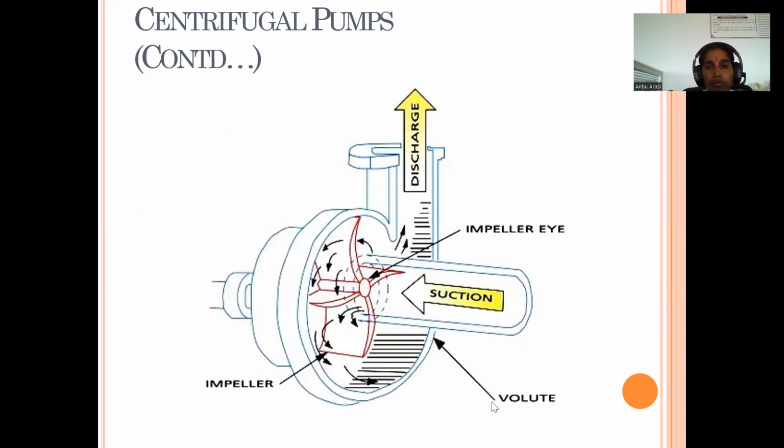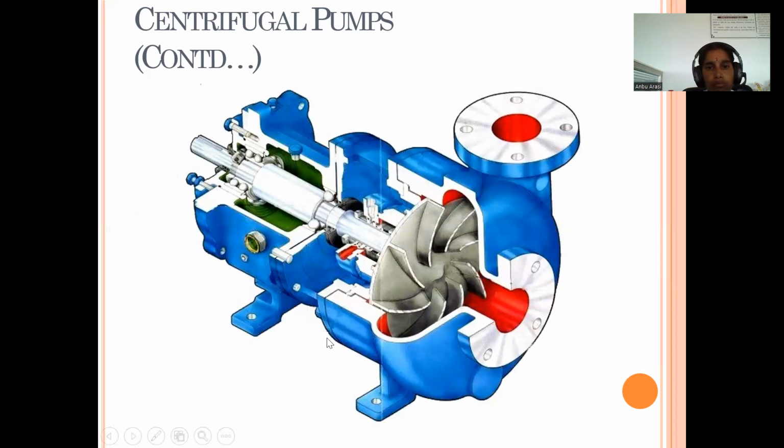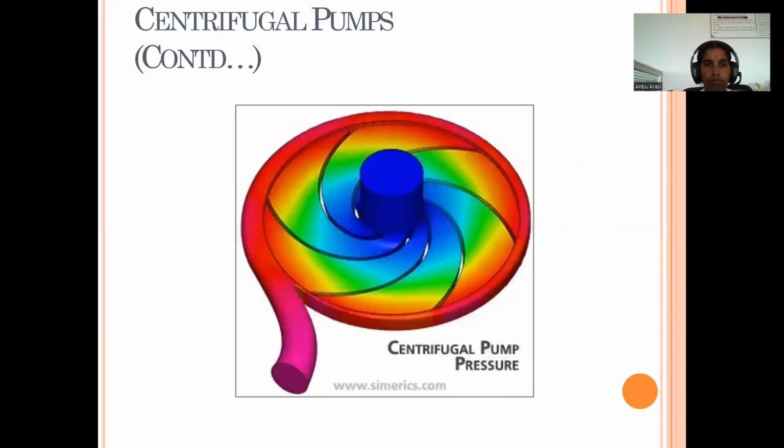This is the diagram. This is the suction. Suction enters and the impeller rotates and water is continuously discharged. This is the volute casing and impeller. This is again the diagram for the impeller and volute casing.